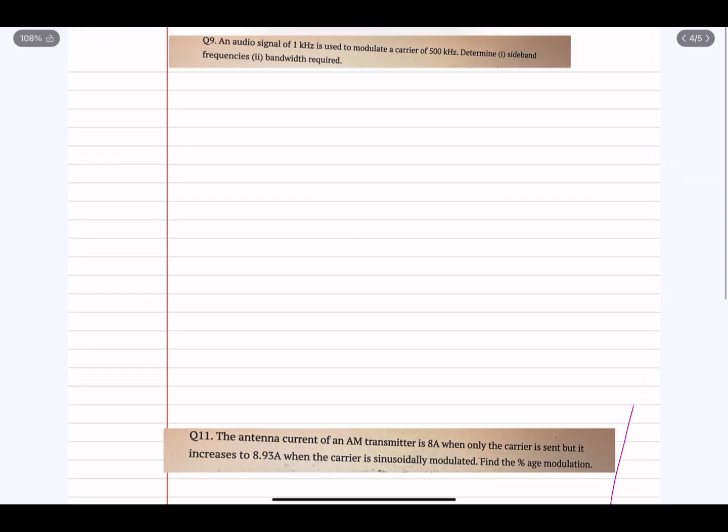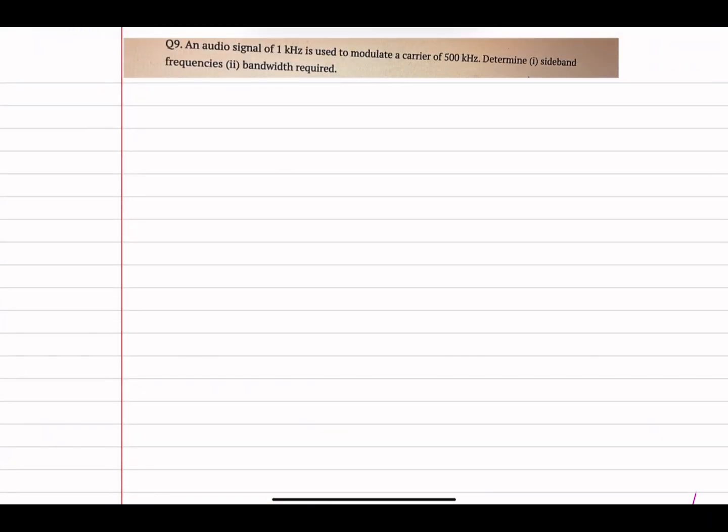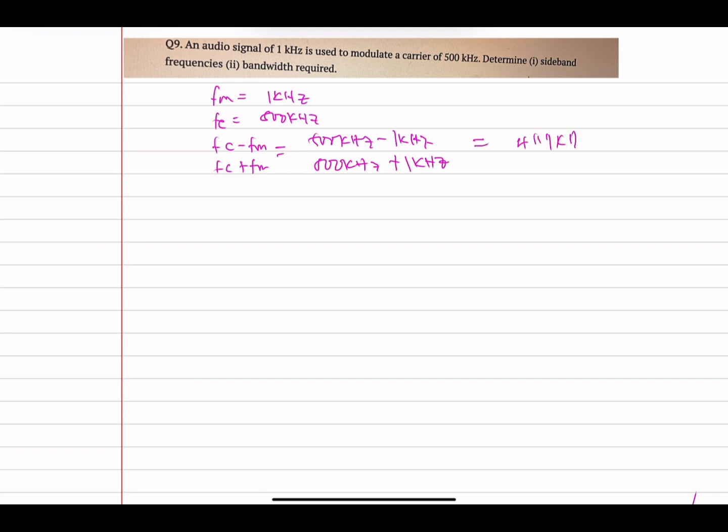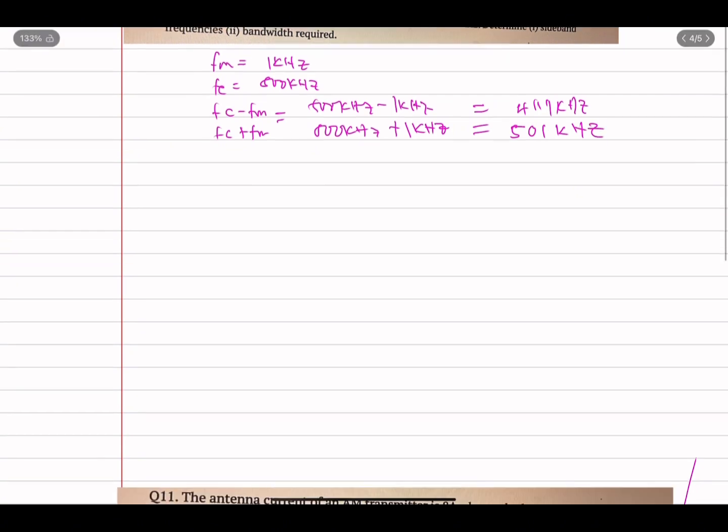Let's quickly look at these two examples. An audio signal of 1 kilohertz is used to modulate a carrier of 500 kilohertz. That means that FM is equal to 1 kilohertz and FC is equal to 500 kilohertz. And we have been asked to determine the sideband frequencies and the bandwidth required. The sideband frequencies are FC minus FM and FC plus FM. So we have 500 kilohertz minus 1 kilohertz and also 500 kilohertz plus 1 kilohertz. So we are going to get 499 kilohertz and 501 kilohertz.